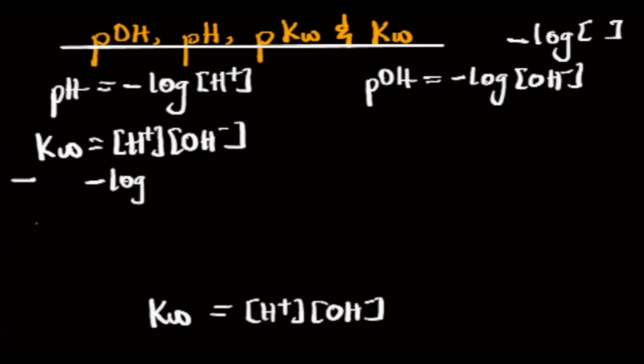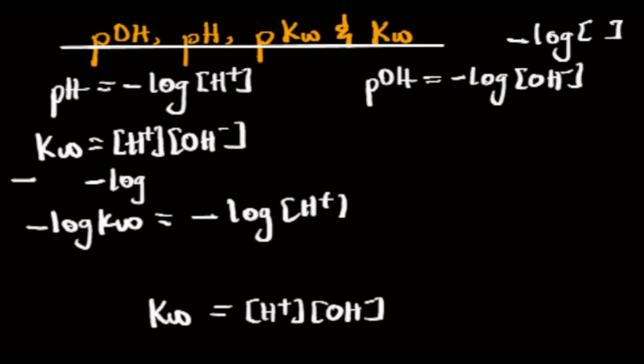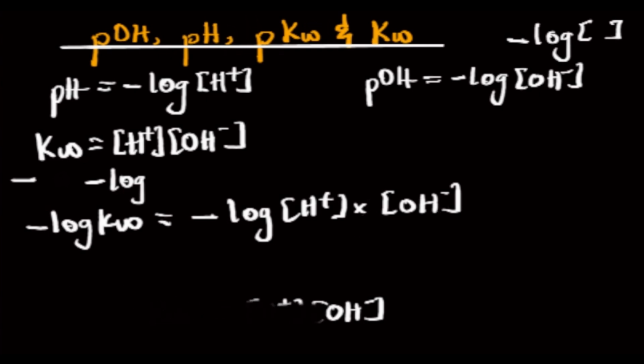We are going to have this to be minus log Kw, then this is going to be equal to the negative logarithm of the hydrogen ion concentration multiplied by that of the hydroxide ion concentration. Now if I apply the logarithm identity here, do you know what I'm going to have? The negative logarithm of the hydrogen ion concentration, then multiplied with that of the hydroxide ion concentration. If I go ahead and separate, what am I going to have in this case?